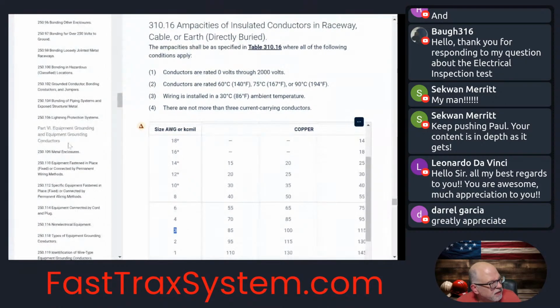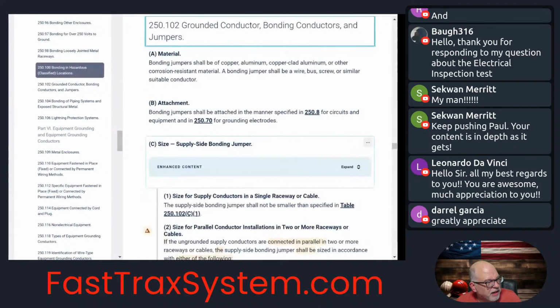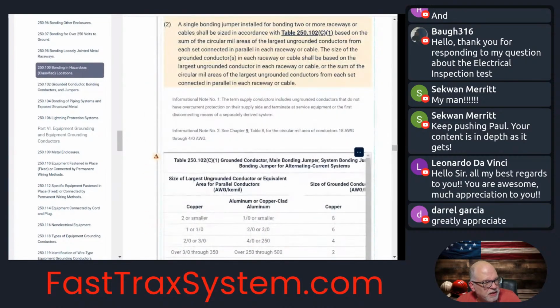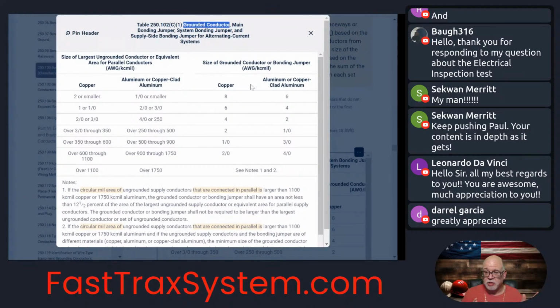250.102, right here. And we're going to go down. Here's the C1. So here's the table. Now, what you'll notice about this table is, you see right here what it says? Grounded conductor. So think of this table as a minimum size. It can't be smaller than this, but it may be larger because you have to do a load calculation. And in our case, our load calculation yielded a 3.